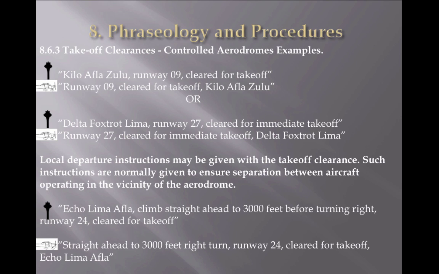Local departure instructions may be given with the takeoff clearance. Such instructions are normally given to ensure separation of aircraft operating in the vicinity of the aerodrome. For example, Echo Lima Alpha climbs straight ahead to 3,000 feet before turning right, runway 24 cleared for takeoff. You will respond by highlighting the important parts of that readback. Straight ahead to 3,000 feet, right turn, runway 24, cleared for takeoff, Echo Lima Alpha.